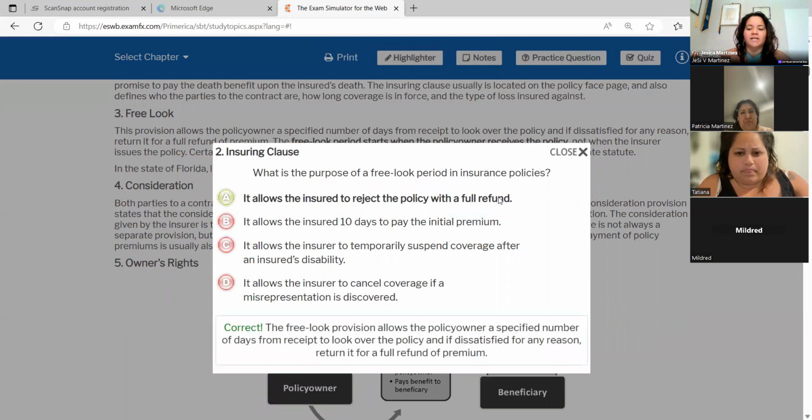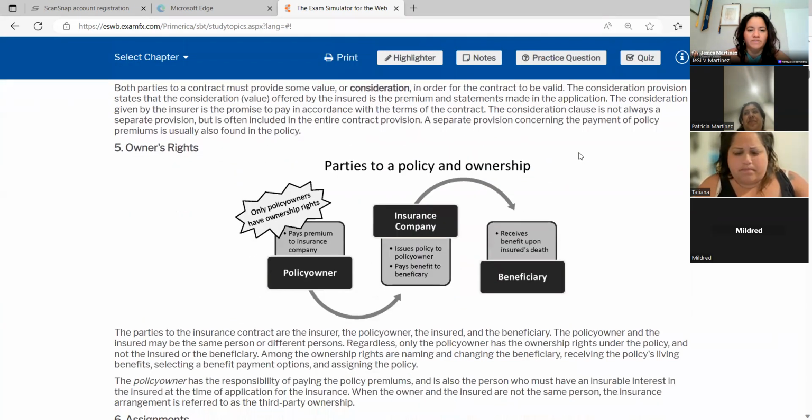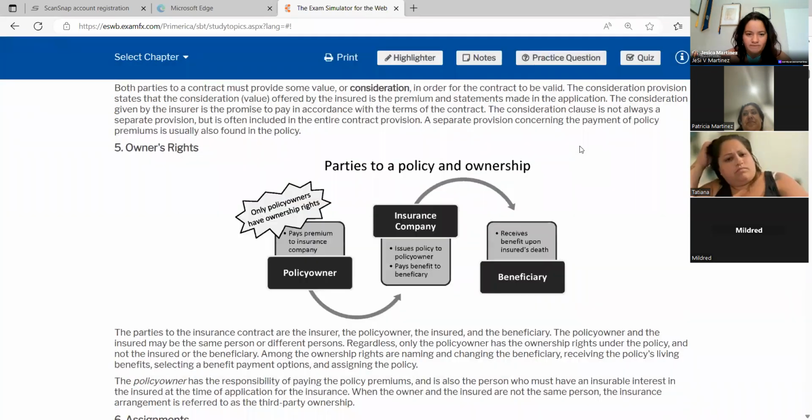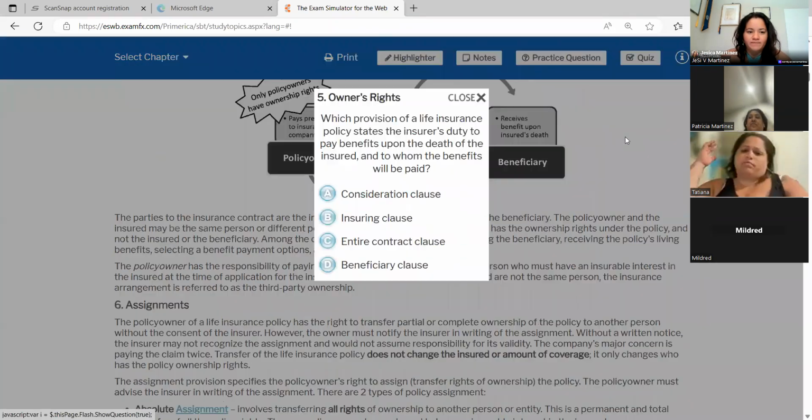Good job, ladies. Good job. And just to add it, in the state of Florida, how many days do you have? 14. 14. Good. Perfect. Oh, it's the same one. A little bit.